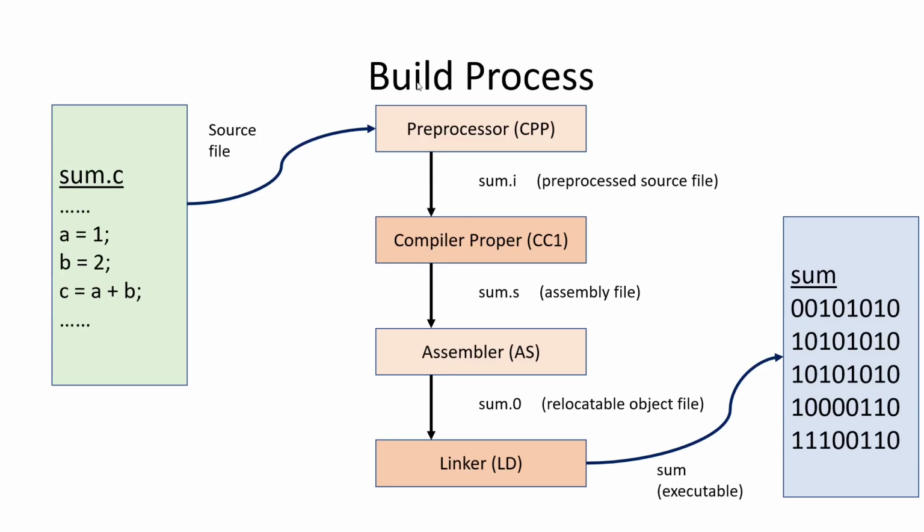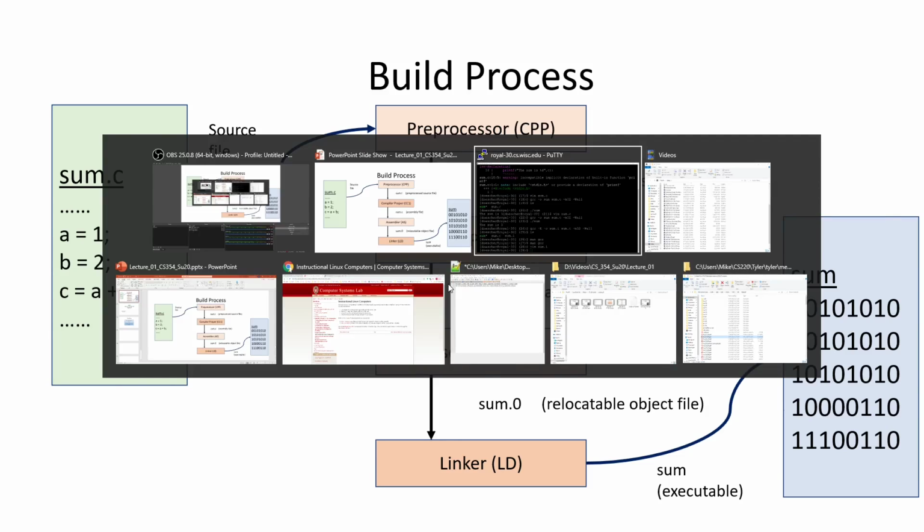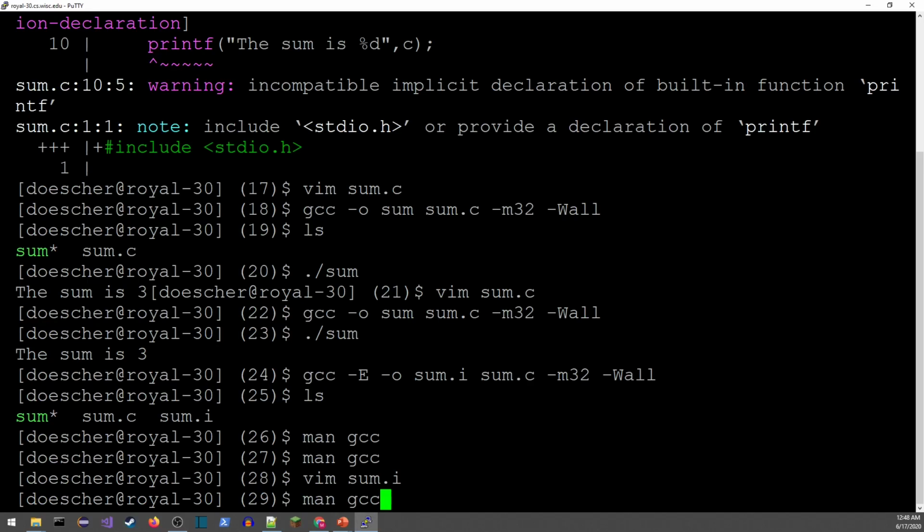Okay guys, so we just finished the first step of the build process and looked at sum.i, a pre-processed source file where it just copied and pasted in the header file that included the printf statement. The next thing we're going to do is run the compiler proper. This is what's going to give us the assembly code. And the option that we need to stop after the compiler proper step is -S.